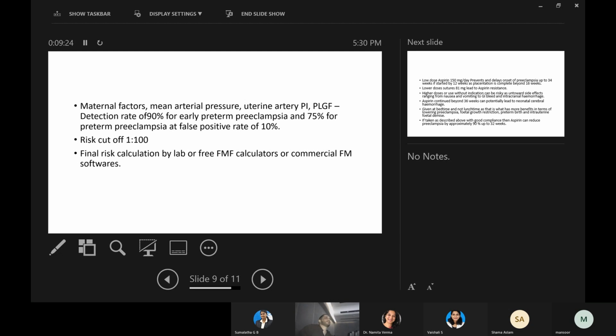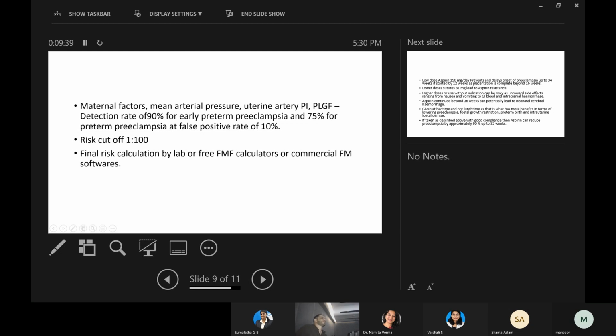So these things we have already covered, this is exactly what I was discussing just now. Final risk calculation is by the lab, but nowadays we don't have to depend on them. We have free FMF calculators or the commercial softwares.